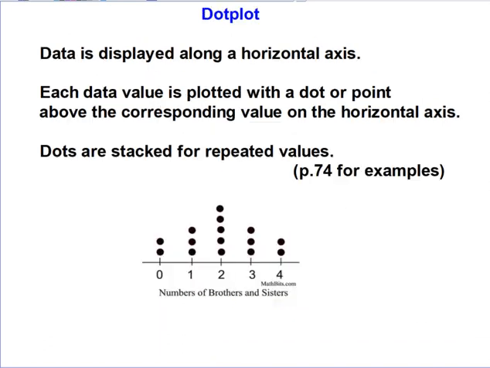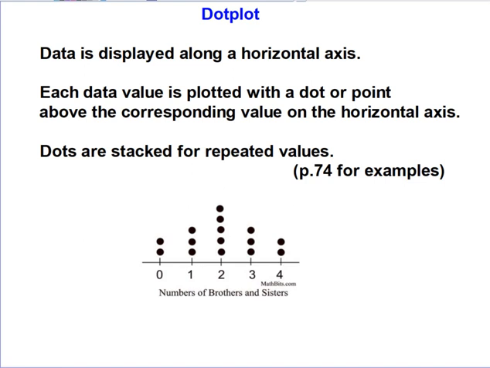Okay. So frequency polygons and Ogives are related, and they are related to whatever you got for your histogram or your frequency table from before. The last one is a dot plot. It's data displayed along a horizontal axis. Each data value is plotted with a dot above the corresponding value on the horizontal axis. Dots are stacked up with the respective values, so it's basically a bar graph with dots.